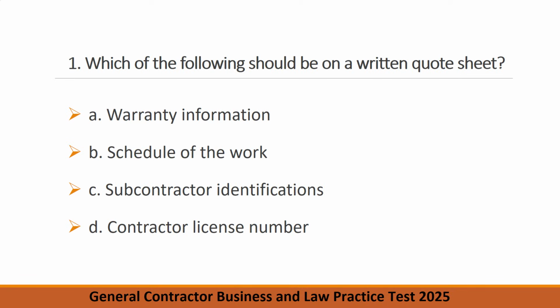1. Which of the following should be on a written quote sheet? A. Warranty information. B. Schedule of the work. C. Subcontractor identifications. D. Contractor license number.